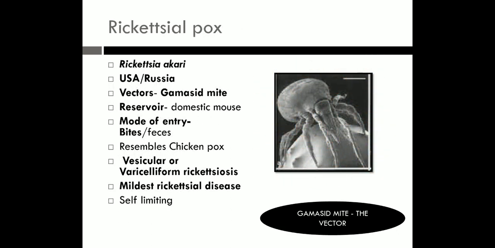Now, rickettsialpox is a third group of the spotted fever group, and rickettsialpox is caused by Rickettsia akari. Usually, it is seen more in USA and Russia. The vector of Rickettsia akari is the gamasid mite.